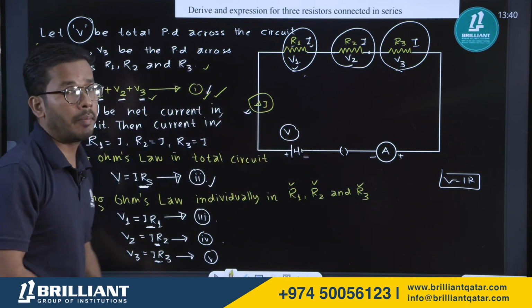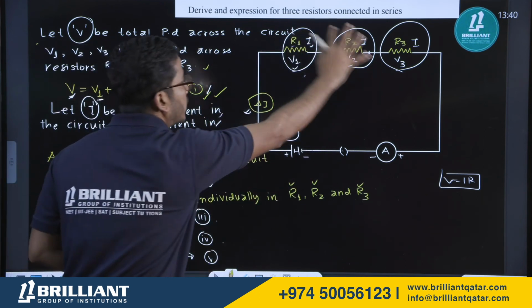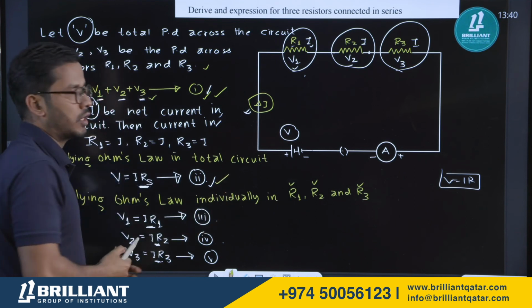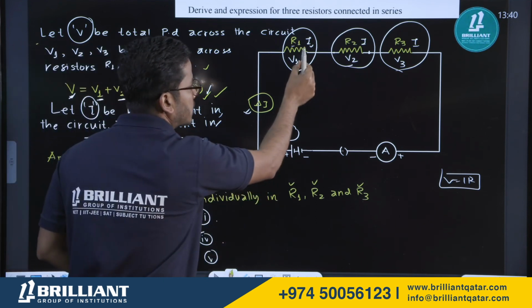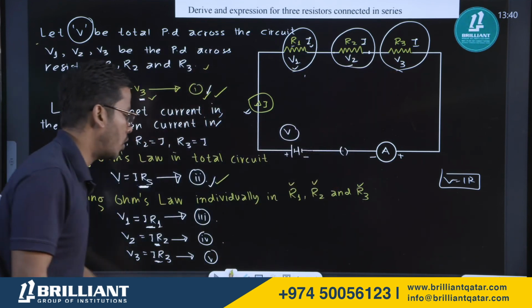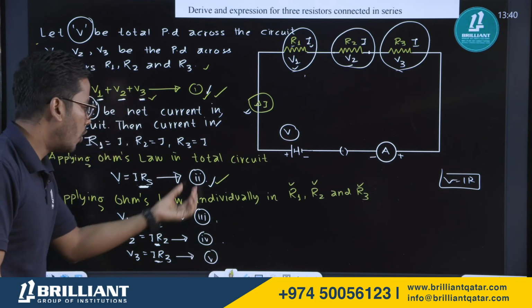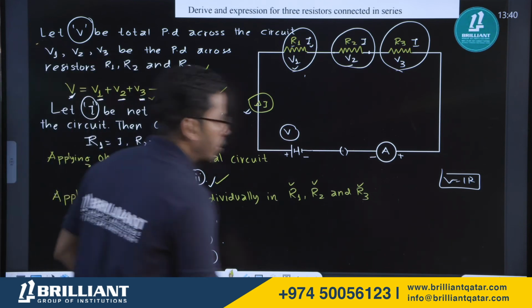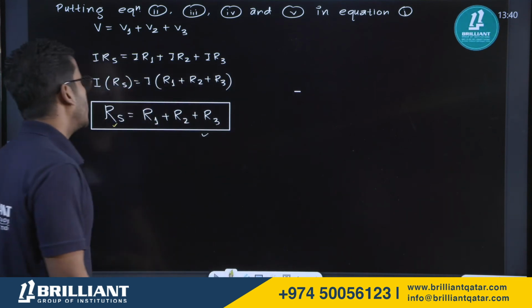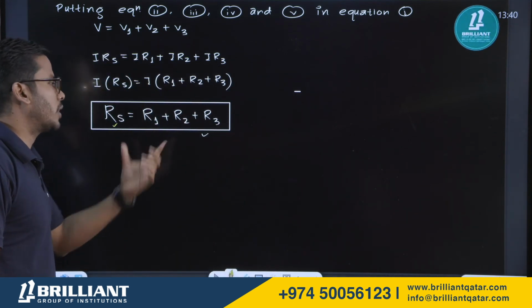Then you applied Ohm's law 4 times in the total circuit. That's how you got equation number 2. And in individual resistors R1, R2 and R3, that's how you got equations 3, 4 and 5. All these equations you have to put in equation number 1. Then you take I common and cancel to get this answer.